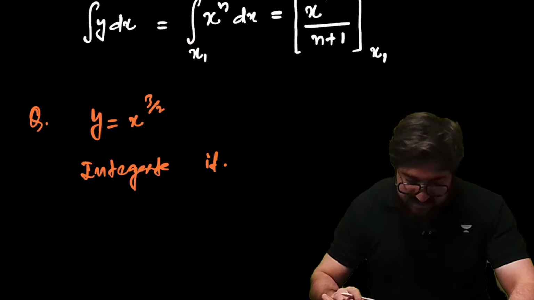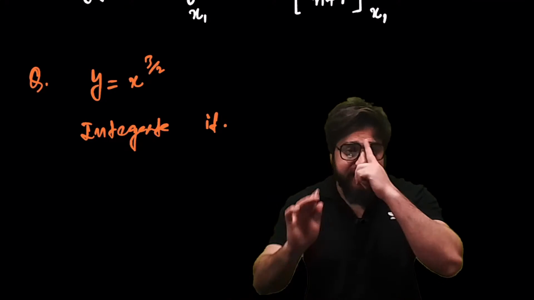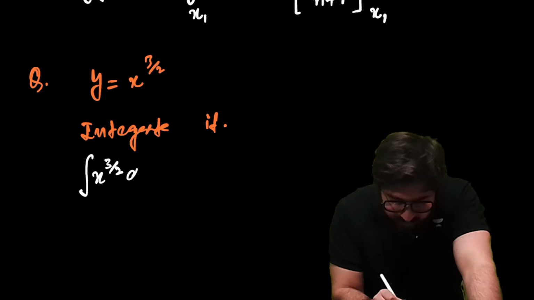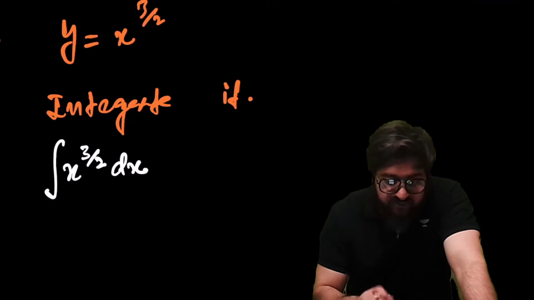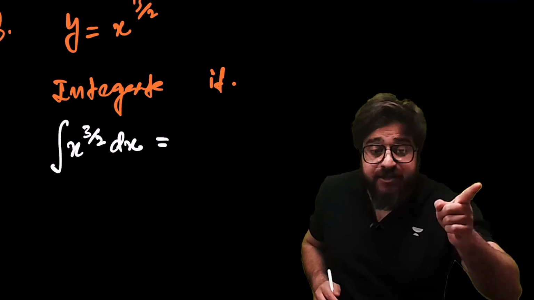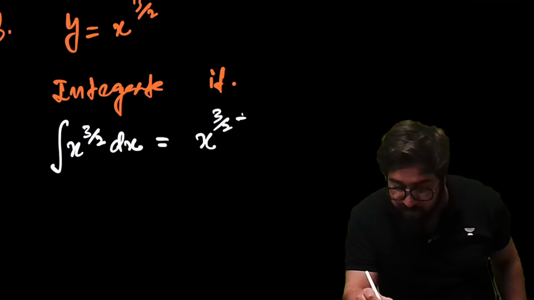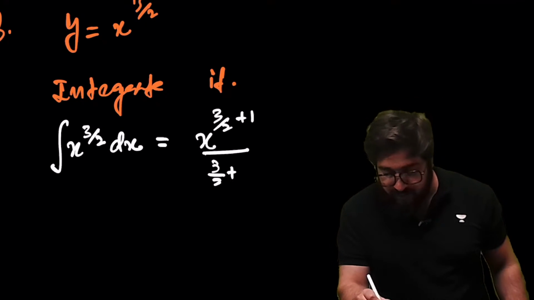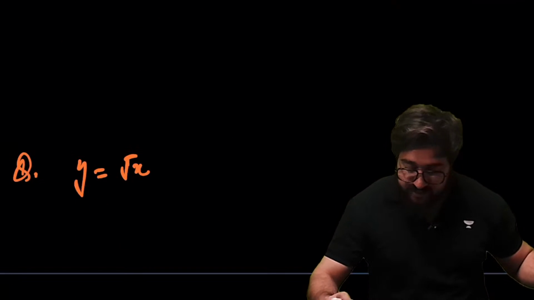Example. You have got over here x raised power 3 by 2. We have to find its integration. See, how do we write? Integration of x raised power 3 by 2 dx. In this particular case, this is equal to x raised power 3 by 2 plus 1 upon power plus 1, that is 3 by 2 plus 1.